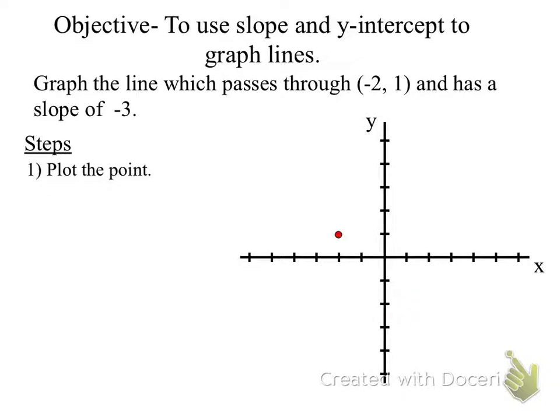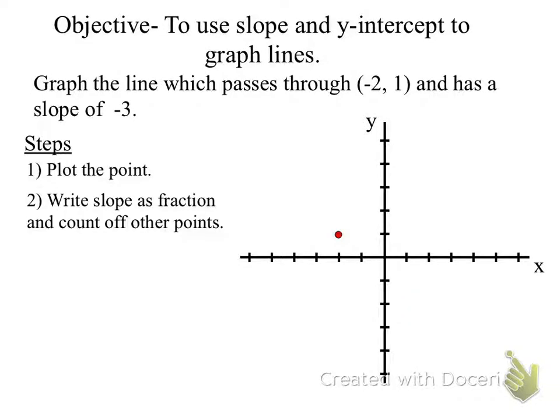Then I have a slope of -3. Okay, we're going to write that as a fraction. -3 is what? -3/1. Right? So I'm going to rise how much? -3. I'm going to rise -3, which really means down. And then I'm going to run 1. Okay, I'm going to do it again because it doesn't take me any time. Down 3, right 1. Plot the point.